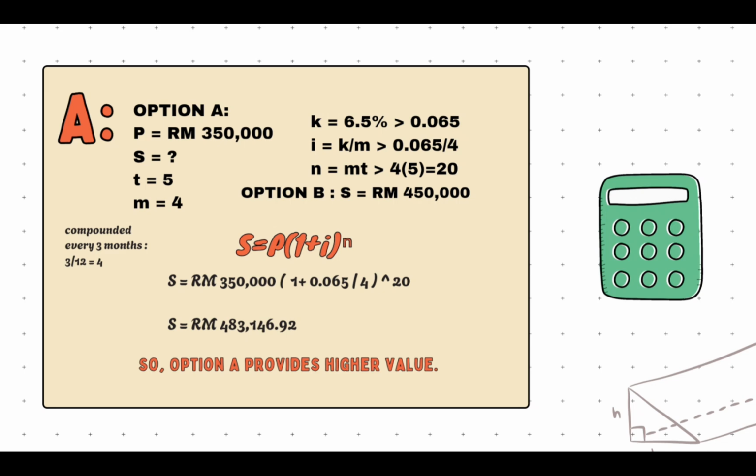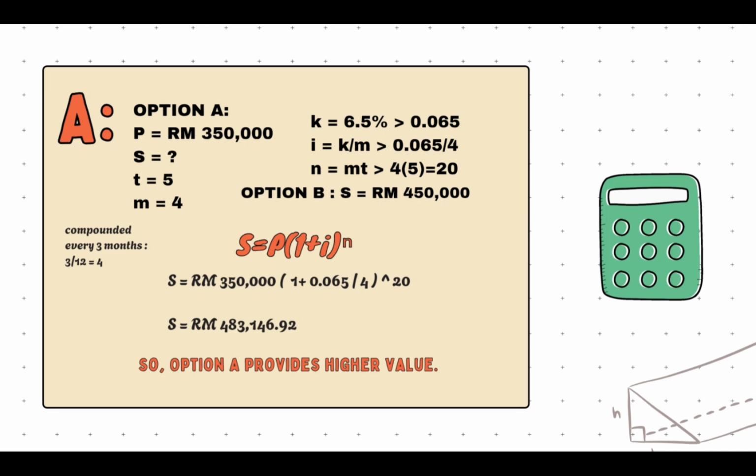We use the compound interest formula, S equals P multiplied by (1 plus I) to the power of N. So S equals 350,000 ringgit multiplied by (1 plus 0.065 divided by 4) to the power of 20. After calculation, the final amount is 483,146 ringgit and 92 cents.